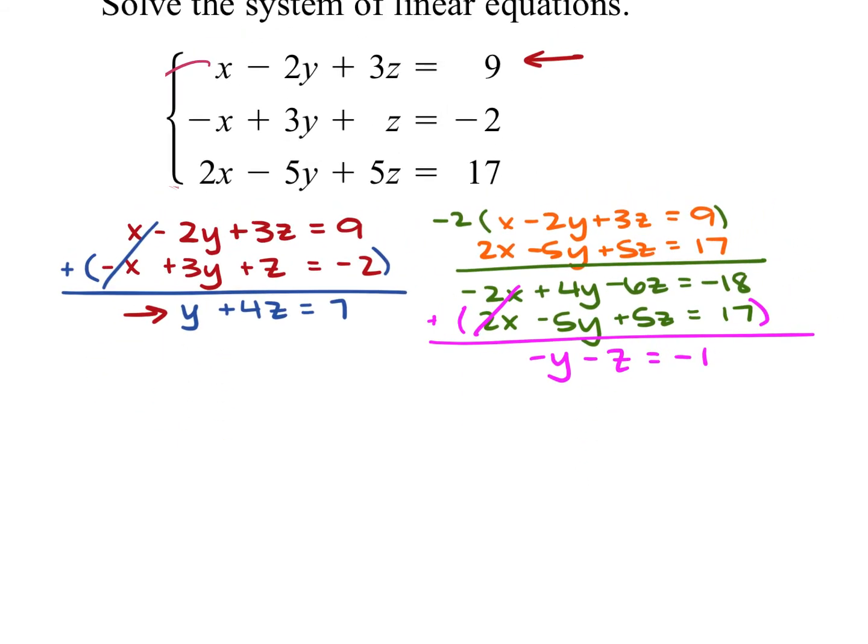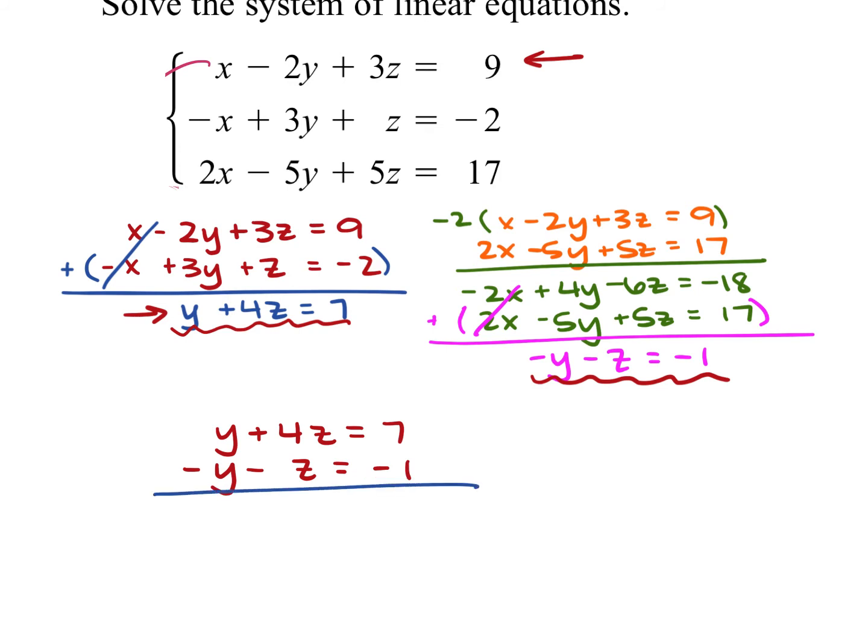So again, you're going to take the two equations that you have here, so the y plus 4z is equal to 7, and the negative y minus z is equal to negative 1. And you are going to eliminate your y values and solve for that z. So you're going to just combine these. Your y's are going to cancel out. You have 4z minus z is 3z, and 7 minus 1 is 6.